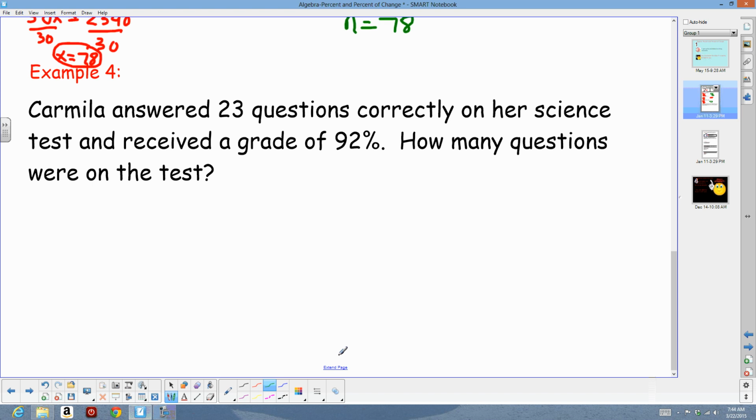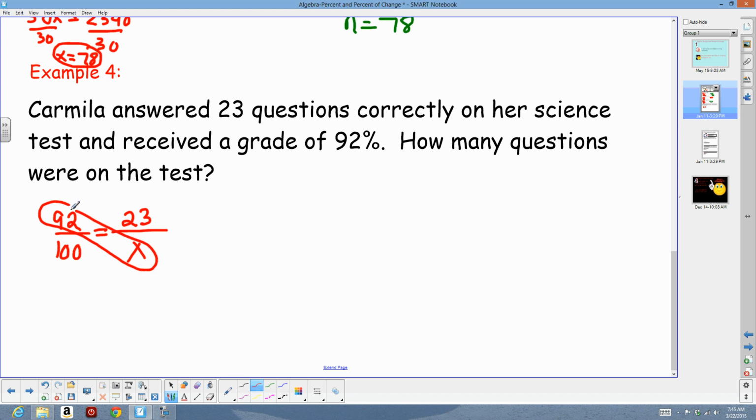The next example, Carmela answered 23 questions correctly on her science test and received a grade of 92%. How many questions were on the test? This one, writing a proportion, I think is an easy way to do it. 92% is going to be 92 over 100. And then remember, it's the part over the whole. 23 questions were answered correctly, so that's the part. And we don't know how many questions were on the test, that's the whole.